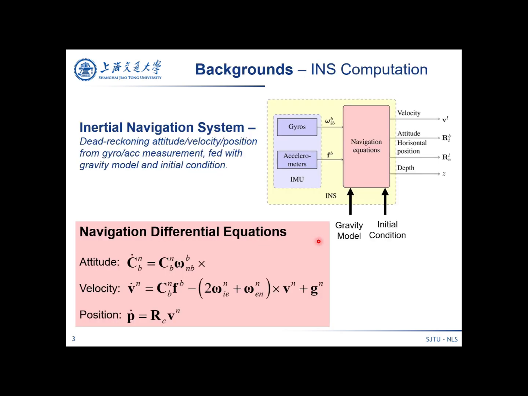We know that, in principle, INS integrates gyroscope and accelerometer measurements to produce attitude, velocity, and position. This slide lists the strap-down inertial navigation equations. The talk is related to how to solve them in a highly accurate method.